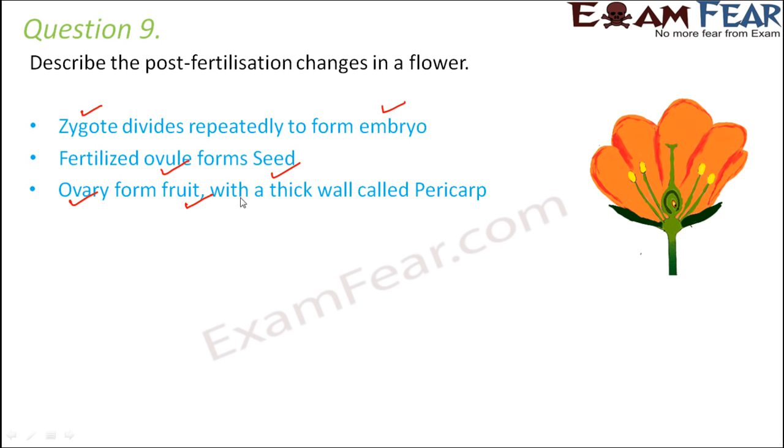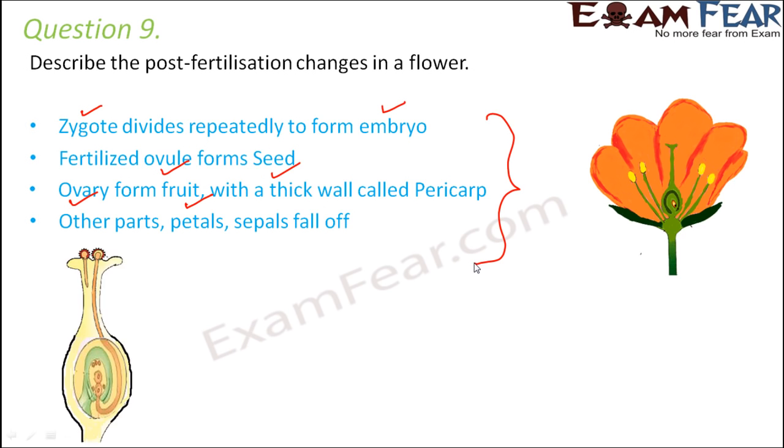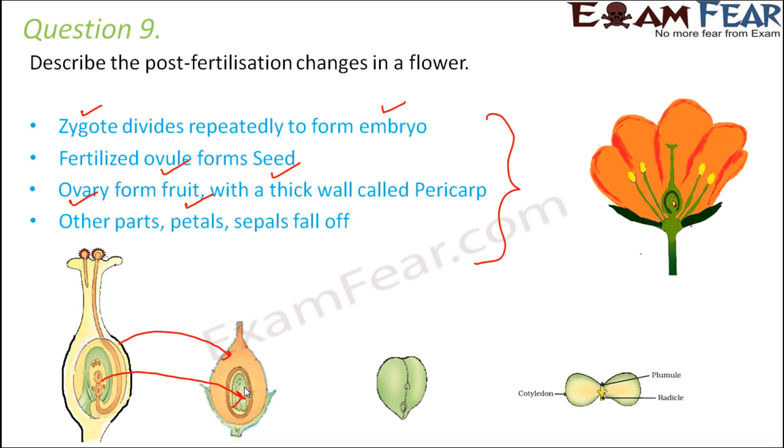So ovary will form the fruit with a thick wall called pericarp. Like how you see in a mango, it has got an outer covering. So that covering is called pericarp. Now other parts like petals and sepals, they all fall off. So these are the post-fertilization changes in a flower. As you can see in this picture, the ovary turns into the fruit, the ovule turns into the seed, and the zygote turns into the embryo which is there inside the seed.